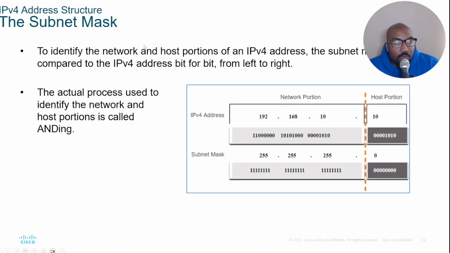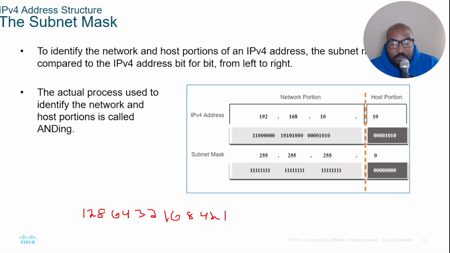To identify the network and host portions of an IP version 4 address, the subnet mask is compared to the IP version 4 bits, bit by bit, from left to right. So let's take a look at this here. Now, if you remember our bit stream, I'm just going to go ahead and write it here. We did this a little while ago when we were doing the binary stuff. We have 128, 64, 32, 16, 8, 4, 2, and 1. Okay, so we have 8 numbers, representing the 8 bit positions of an octet.